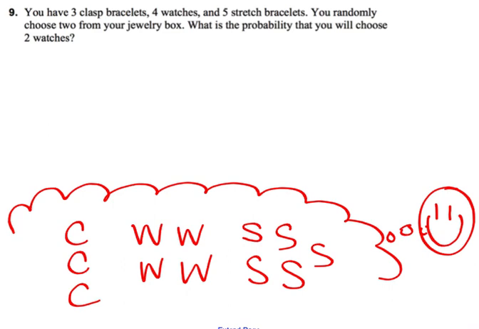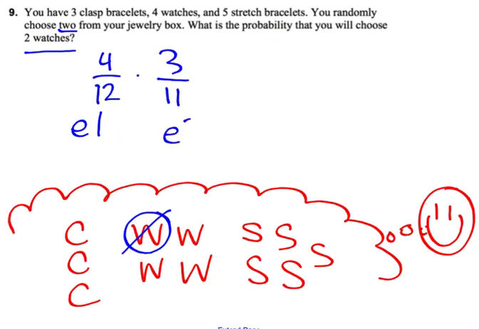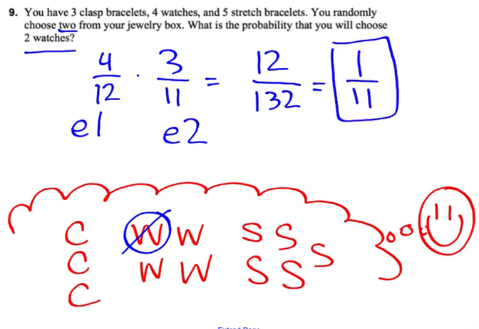So you're going to get the probability of choosing 2 watches. So the first event, we're going to have to pick a watch. Now, we are picking 2 at the same time, so it's not going to be replaced. There are 3 and 4 make 7 and 5 make 12. There are 4 out of 12 that are watches. Now that I've picked one, there's only 3 out of 11 that are watches for the second event. This gives us a total of 12 out of 132, which reduces to 1 out of 11. There's a 1 in 11 probability of choosing 2 watches at random.